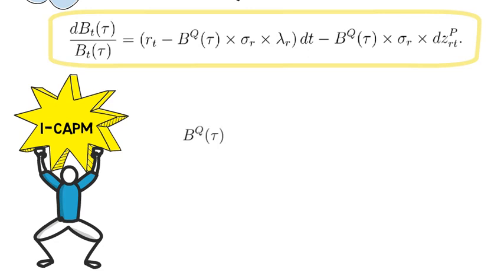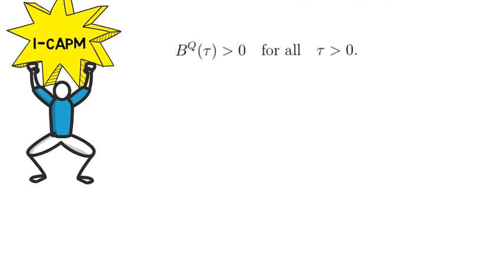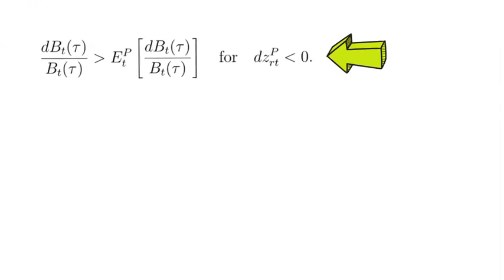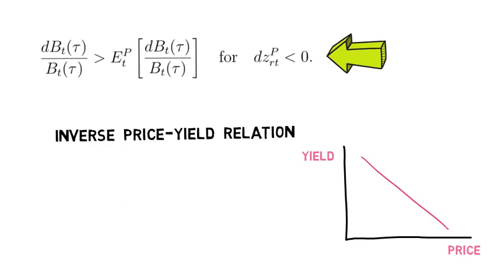Look at the parametric expression for B^Q(tau). It is positive for all maturities tau larger than 0. When you look at the bond return expressed as the SDE, you see that a negative interest rate shock in the data makes the bond return earn more than expected. We can write that as dB_t over B_t, the realized bond return, is larger than its conditional expectation for dZ^P_{R,t} smaller than 0. Intuition-wise, that is the result of the inverse price-yield relation. A lower yield or a lower interest rate goes along with higher prices.